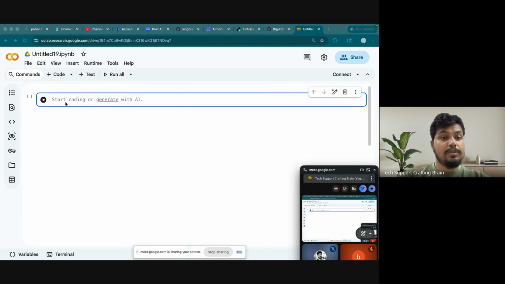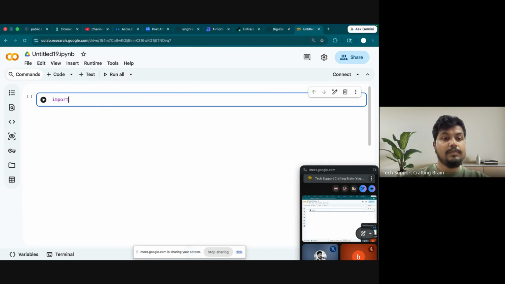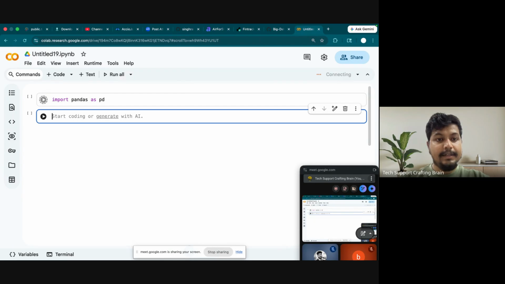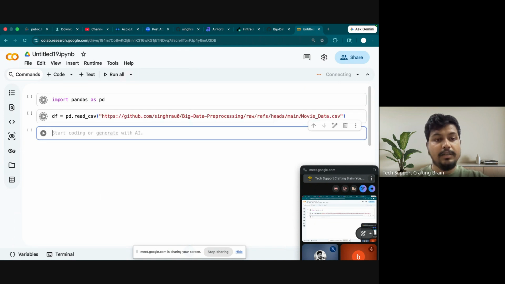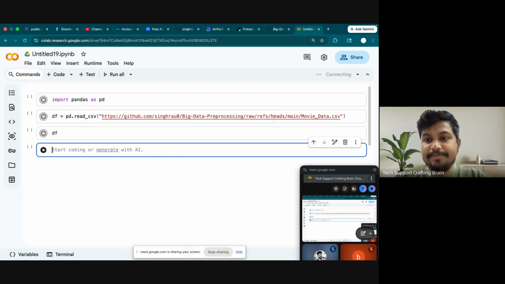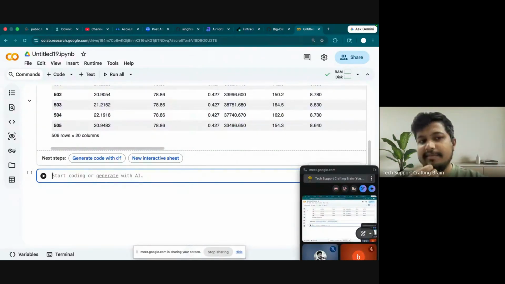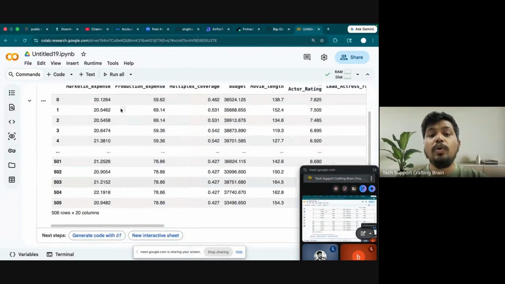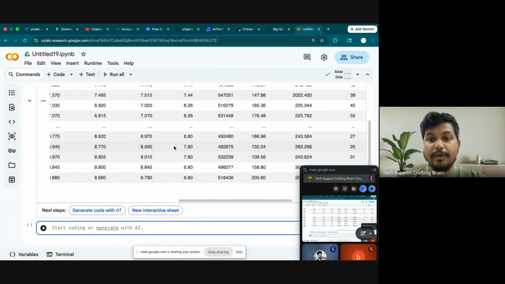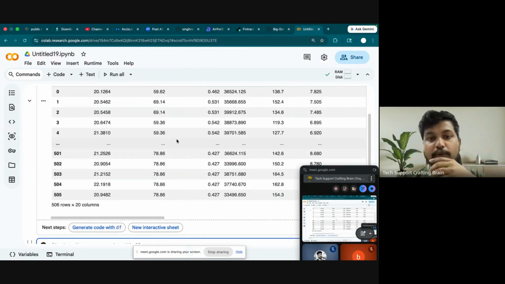Let me import pandas as pd. df is equal to pd.read_csv. I will read the data. The dataset is already cleaned and we have already done some analysis. So I will just go and start the prediction right now. You will see how we do the prediction.